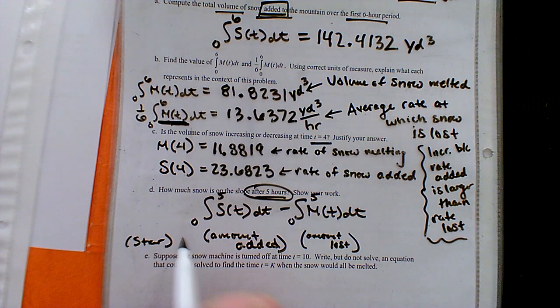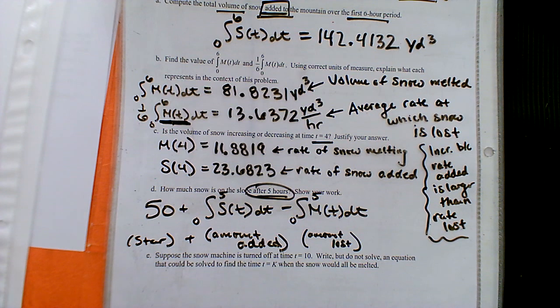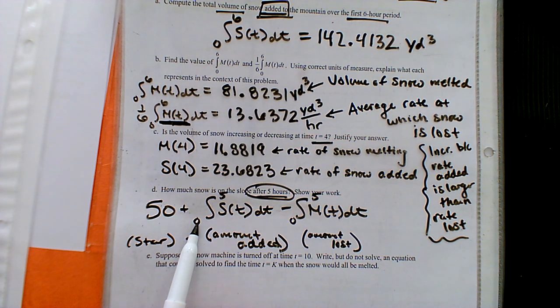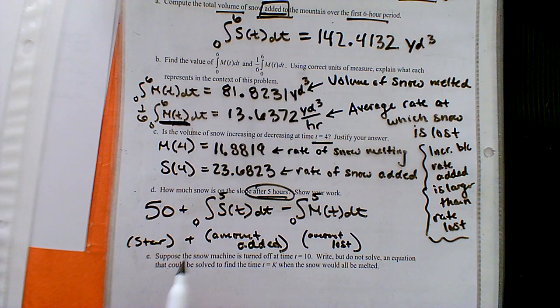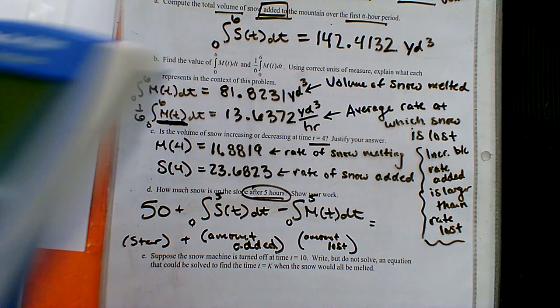How much you start with? How much do we start with? 50. And notice how that was at time 0. Let me ask you this. What if they told us at time 3 it was 50? We would change our lower bound to 3. Okay? So let's go ahead. It might take us some time, but we're going to type it in.